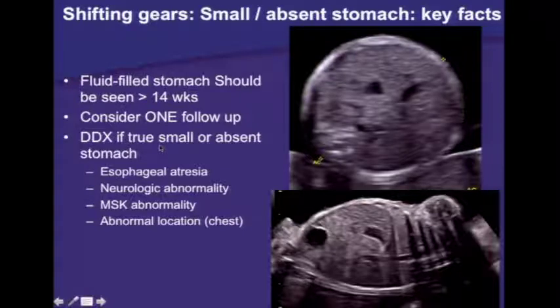Differential diagnosis for the true small or absent stomach includes esophageal atresia, neurologic abnormalities leading to abnormal swallowing, MSK abnormality leading to abnormal musculature, and the abnormal location of a stomach. For example, if you can't see a stomach in the abdomen, perhaps it's in the chest, in a case of diaphragmatic hernia.